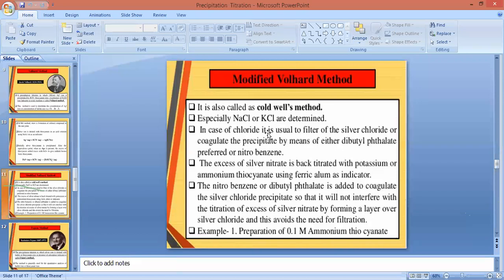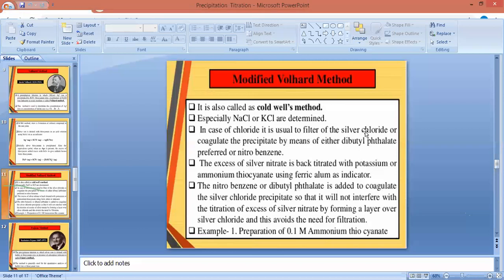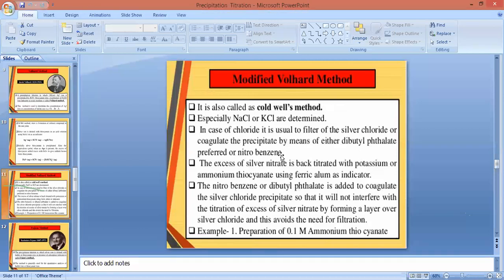So in case of chloride, it is usual to filter off the silver chloride or coagulate the precipitate by means of either dibutyl phthalate, preferred, or nitrobenzene. So these are the two extra solvents used in modified Volhard's method. In case of modified Volhard's method, the reaction is the same as that of Volhard's method. Only we are going to add an extra reagent, that is dibutyl phthalate or nitrobenzene, in order to coagulate or separate out the two precipitates.